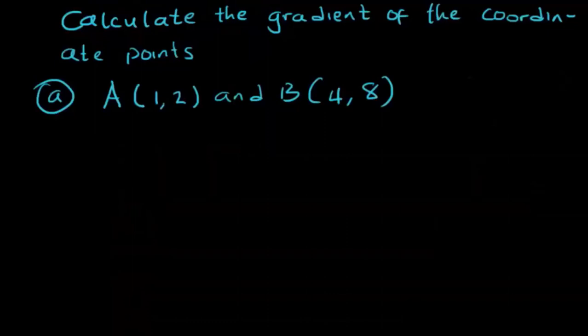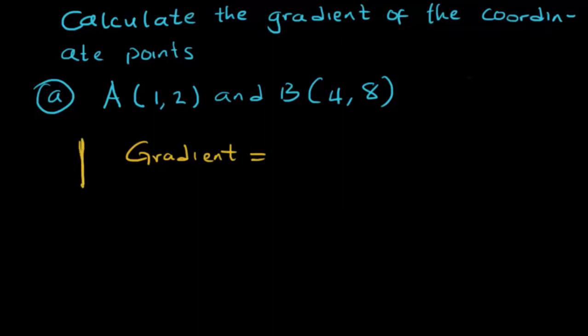Calculate the gradient of the coordinate points A(1, 2) and B(4, 8). Now, before we do this, I need to tell you what the formula for calculating gradients is. Gradient equals, remember I told you that it's rise over run. Now, rise is actually the y-axis because it's like up, so the y-axis. So we have y2 minus y1 over run, x2 minus x1.